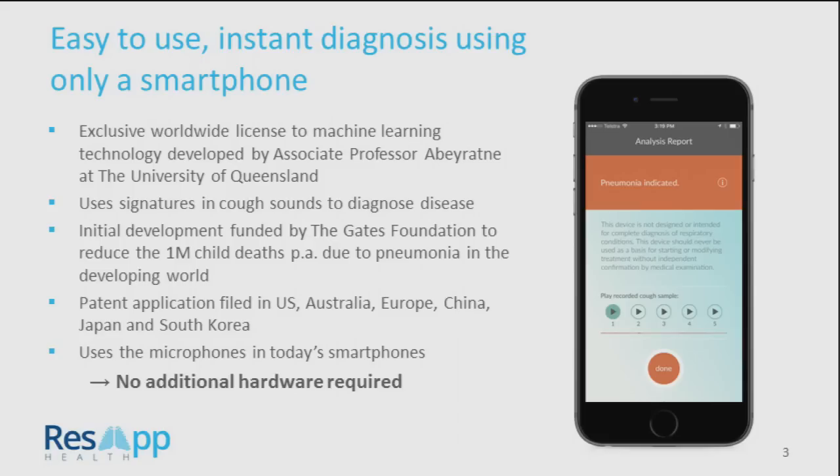So our technology was spun out of the University of Queensland. It's based on some machine learning technology developed by a professor there. Essentially, similar to how speech recognition goes from speech to text, similar to how Shazam listens to signatures in music, we listen to signatures in cough and match those signatures to disease.